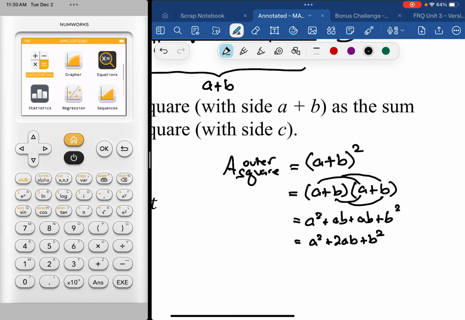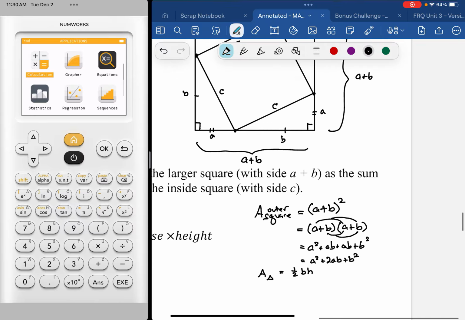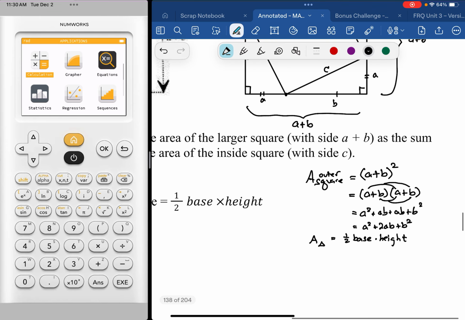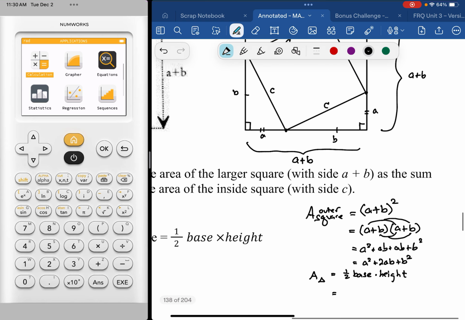Okay. Now, if I find the area of one of those triangles, that'd be 1/2 the base times the height. Let me actually write out the word base because I've already used B to represent one of the sides. So 1/2 base times height. Pick a triangle. It doesn't matter. They're all the same. We'll take this one. The base here would be B.